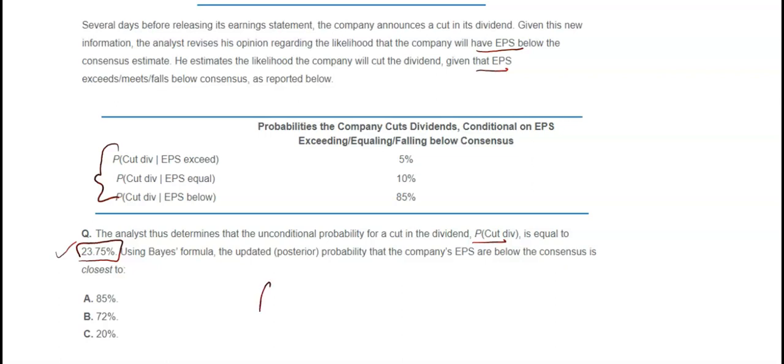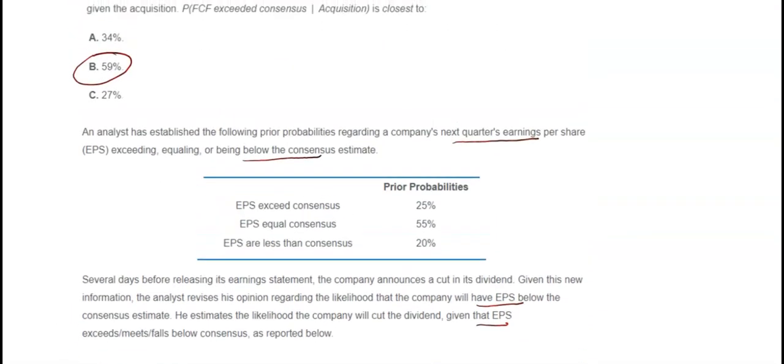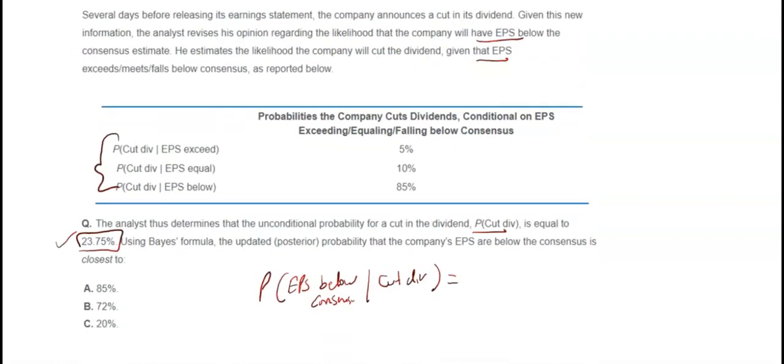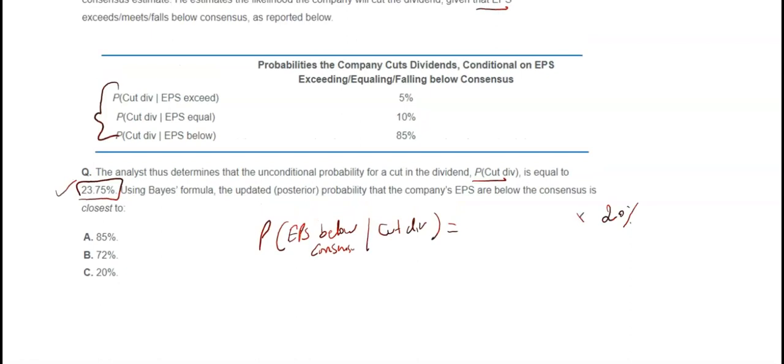So we will calculate the probability of EPS below the consensus given the cut in dividend. What is the prior probability of below the consensus? 20%. Now, given the cut in dividends, we want to calculate the probability of EPS below consensus. If EPS is below the consensus, the probability of a cut in dividend is 85%. And the total probability is 23.75%. So what is the total result? 85 divided by 23.75 times 20 gives 71.57, that is 72%. B is the answer.